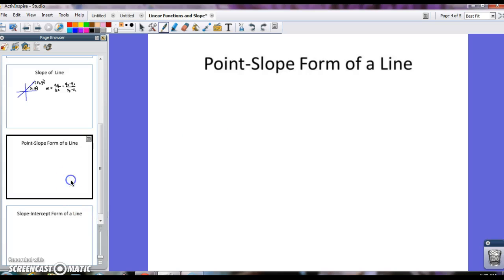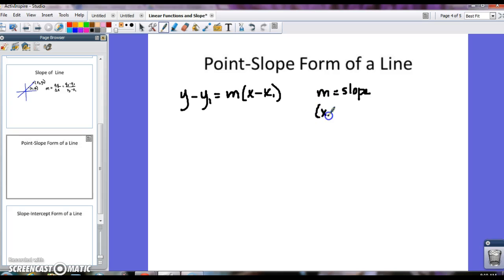Let's talk about point slope form of a line. When we are dealing with points and we don't know the y-intercept, we just have the point and the slope, or we just have 2 points, then we would use point slope form for a line. And for those who don't remember what that is, y minus y1 is equal to m times x minus x1, where m is our slope and x1, y1 is our point that we'd be substituting in.